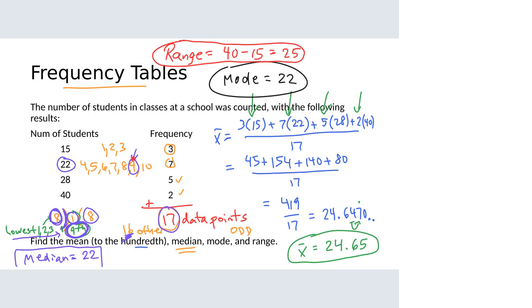Let me know if you have any questions about how we did that. Because like I said, I think finding the median from a frequency table is probably the one thing that might trip you up a little bit when working with measures of central tendency.